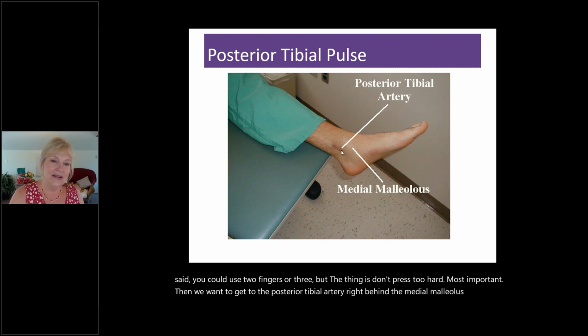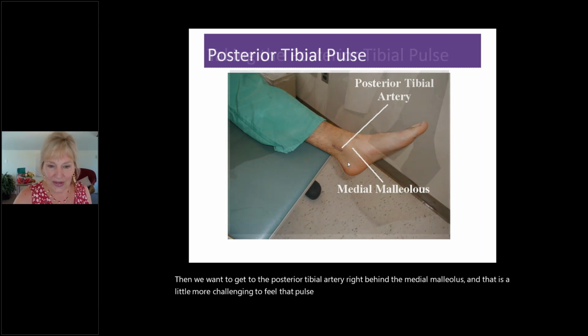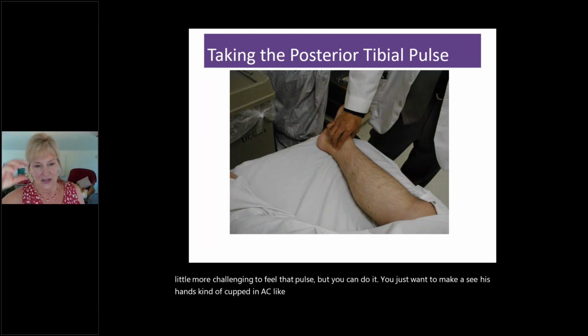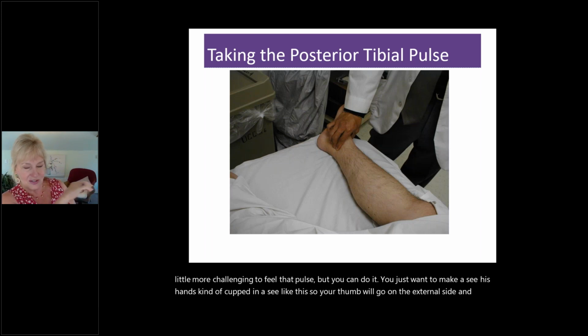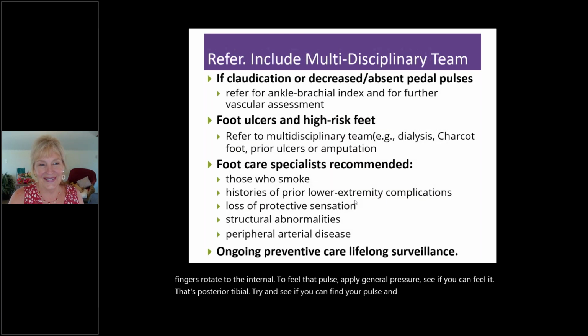Then we want to get to the posterior tibial artery, right behind the medial malleolus, and that pulse is a little more challenging to feel, but you can do it. You just want to make a C. See his hand cupped in a C like this? So your thumb will go on the external side and your fingers rotate to the internal side to feel that pulse. Apply gentle pressure, see if you can feel it. That's the posterior tibial. Try and see if you can find the pulse on your loved ones.